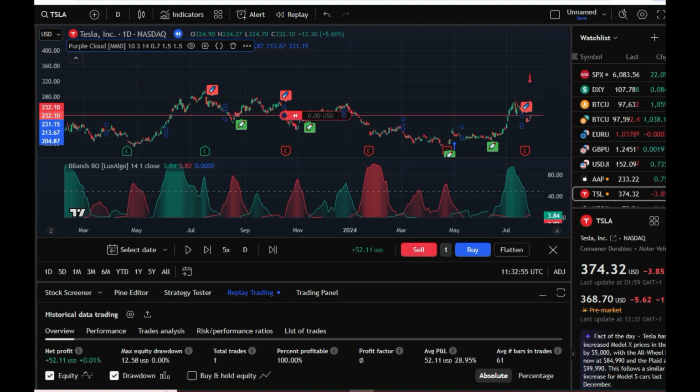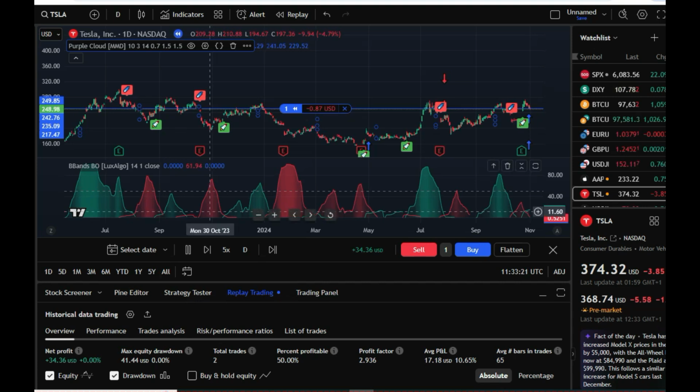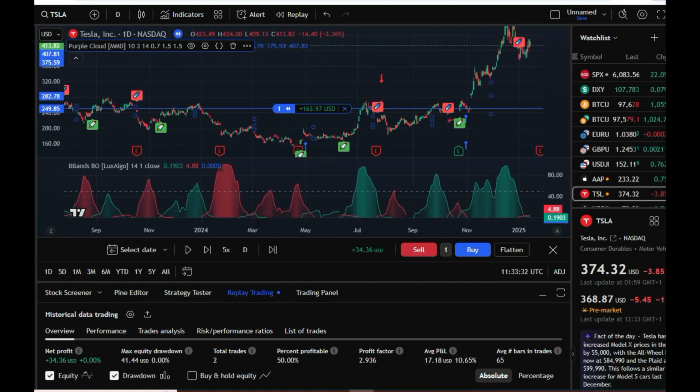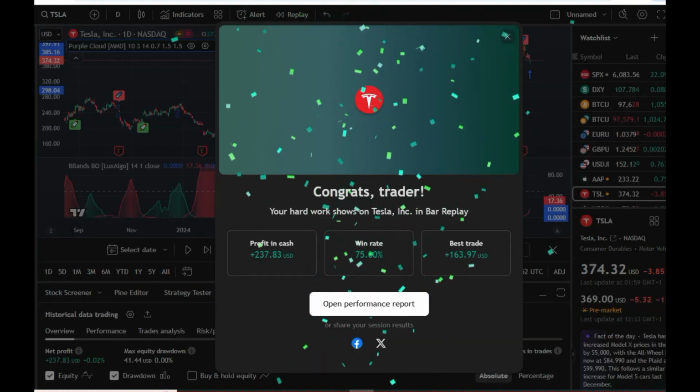Now we make a sell order to see what will happen here. Now we have a buy order. Little loss. I keep my buy order. We're going up, really up. There is a sell order here. We're in huge profit. I make another sell order. This is the end. Okay, as we can see, we have a 75% winning rate and huge profit in cash.